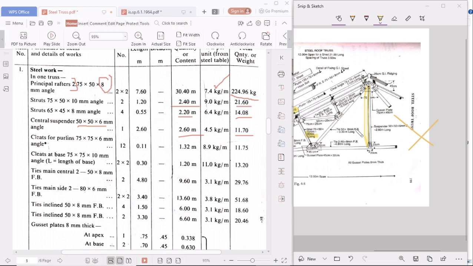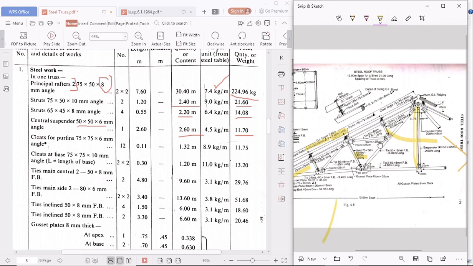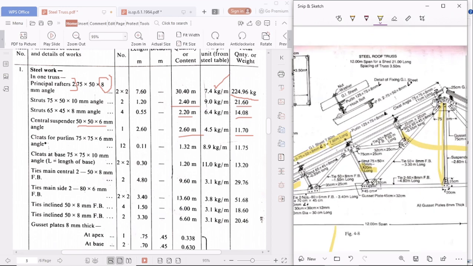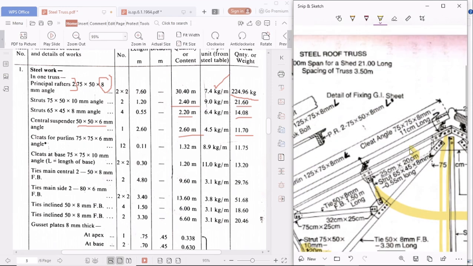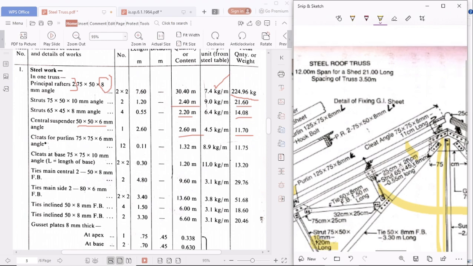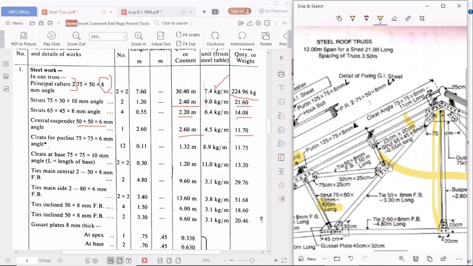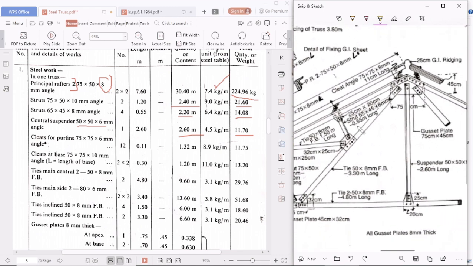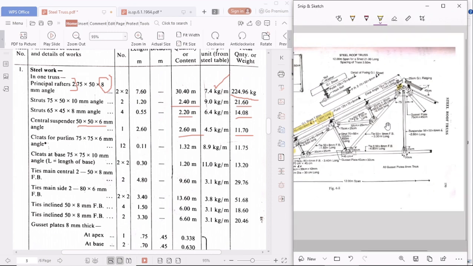Next, after this suspender, we'll go for cleat angles. All the big items are over now. Ties are there. What are the cleat angles? See the connections. You can do ties first also, no problem, but so as not to confuse, I'll go as it is taken in the textbook. The cleat angle is 75 into 75 into 8 mm. Where there are nuts and bolts, there will be the cleat angle.